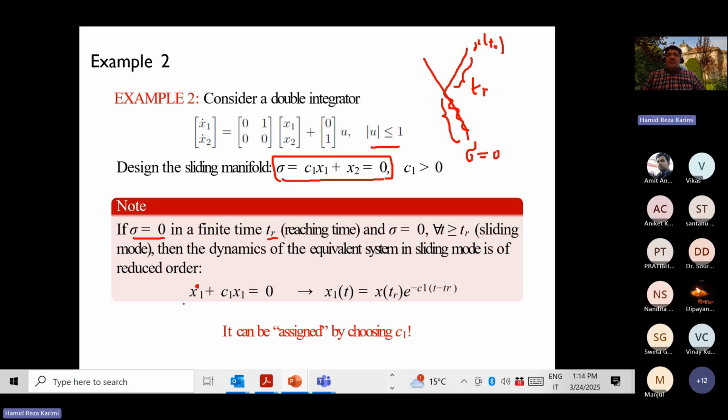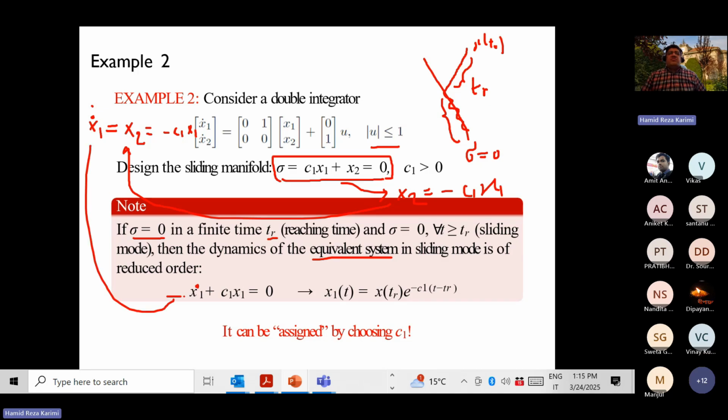For this dynamics, if you want to write down the equivalent system, you need to add sigma equals zero to this state. Then you can see that x dot 1 plus C1 x1 becomes zero. Why? Because from this equation you have x dot 1 equal to x2. So from here, x2 is equal to minus C1 x1. If you bring it here, this becomes minus C1 x1, and if you bring this to the left, you can exactly get this equation.